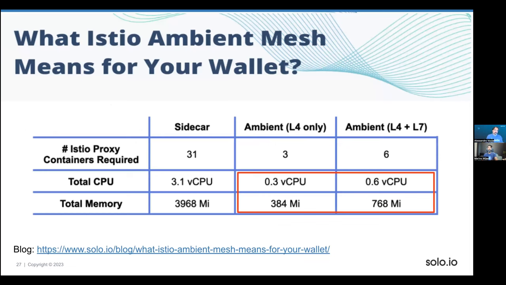So what does it mean for your wallet, right? You go from a sidecar model, which is quite intense and quite invasive as well, because you have this proxy injected into your application. And they do consume memory and CPU, of course, because even if they sit there, they do have to handle every connection in and out of your application. To a situation where you have ambient, and even if you have the waypoint proxy deployed, you still have quite a significant reduction in usage. So this is important for your wallet, but also for the planet, right?